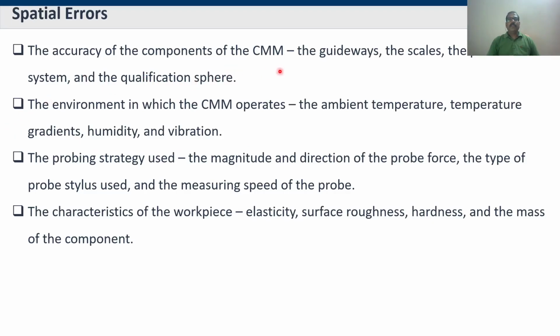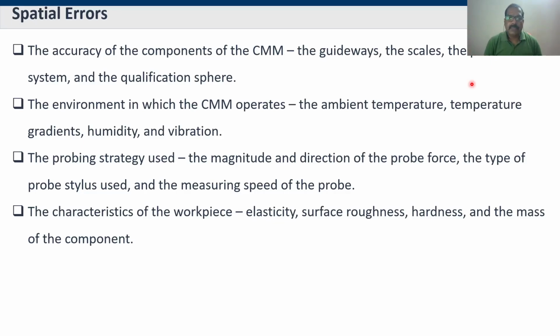The accuracy of the components of the CMM, because measurement error will come due to the errors in the CMM machine components. What are all the things? Guideways, scale, the probe system, or the qualifying sphere. Because the sphere you will be keeping for inspection and all. If the sphere itself has some errors like a roundness error or positioning error, then your measurement error will be there. So guideways, like wear and tear, because it's constantly moving, so wear and tear will be there. Scales are there. If they also go wrong, measurement accuracy will be affected. So all these measurement errors come under practical error.